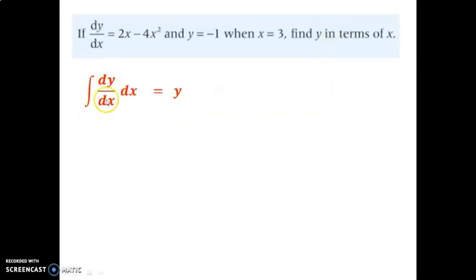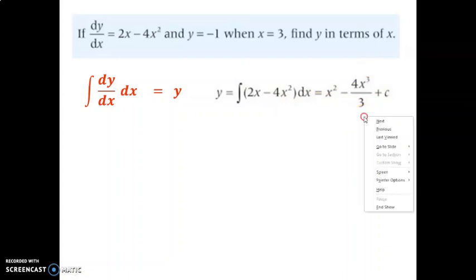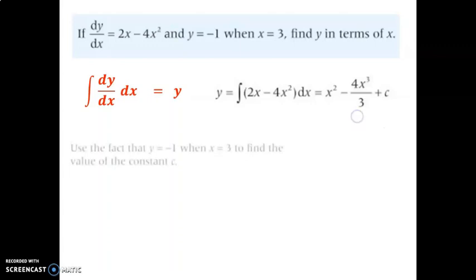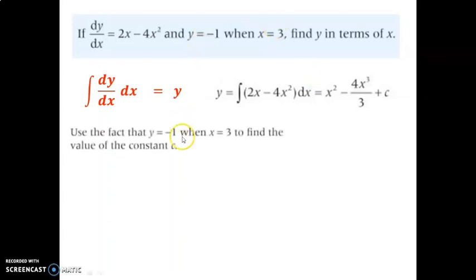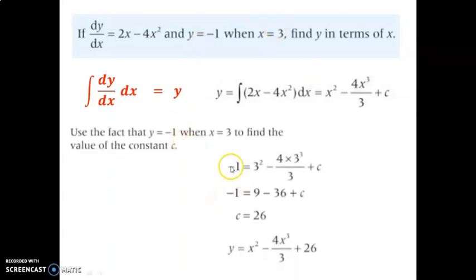Take the integral of the derivative to get the original function y. So the integral of that it gave us, the derivative, becomes this. Check your work on finding the integral here. Okay, and again, we're given a point. So we're given the point (3, -1). So -1 for y, 3 for x. Solve, solve, solve, you get c, and now you have the equation, the original equation.